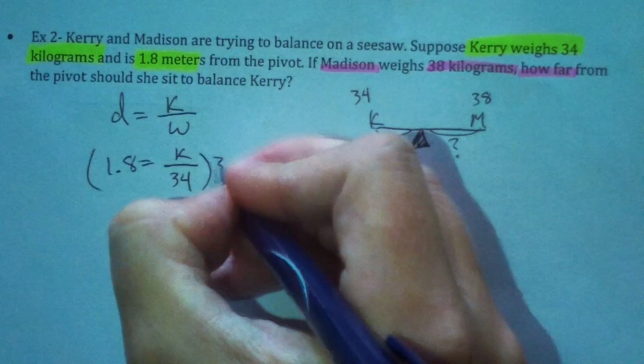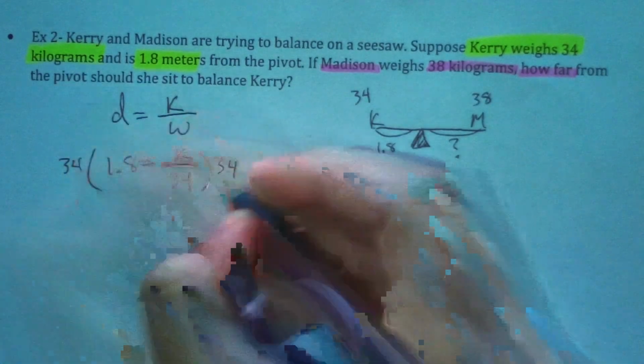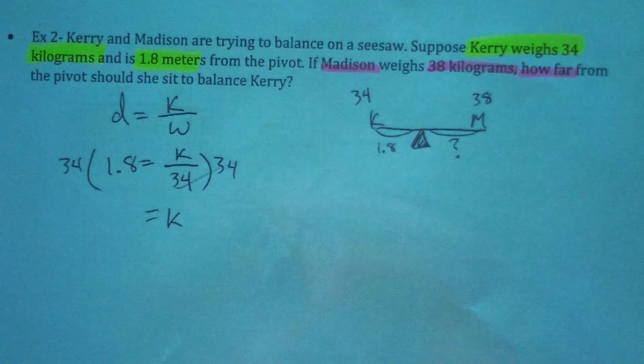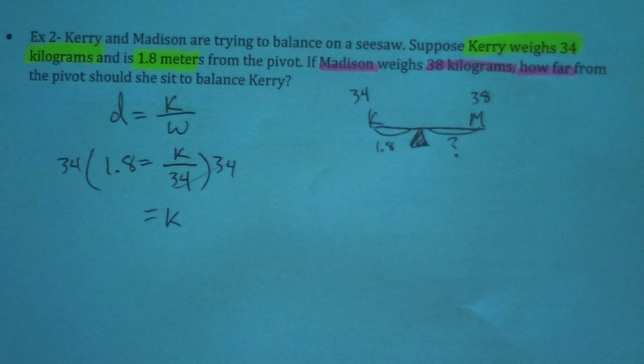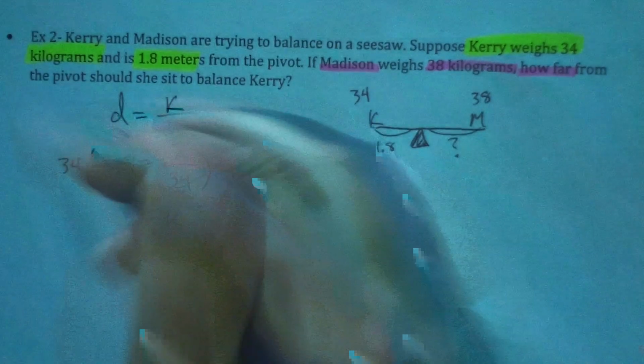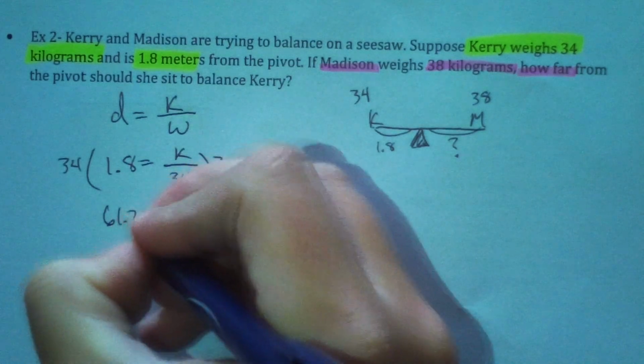Where's that 38 kilograms going to go? For the weight spot, right? So we're going to go our distance is equal to 61.2 over 38. And then we just divide that out. So 61.2 divided by 38.